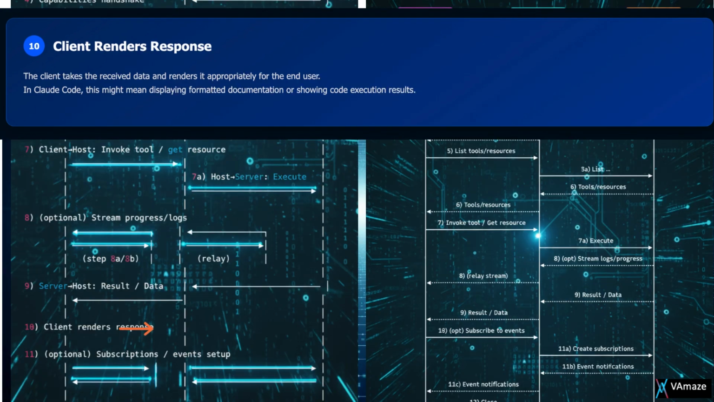Step 10. Client renders response. In Step 10, the client takes the received data and renders it appropriately for the end user or passes it to downstream agent logic. In Claude Code, this might mean displaying formatted documentation in the interface, showing code execution results, or using the retrieved information to generate better code suggestions. The client is responsible for making the server responses useful and accessible to the human user or the AI system.